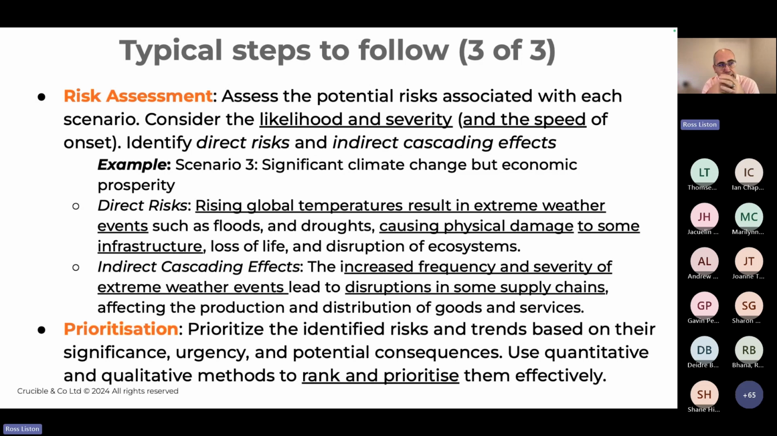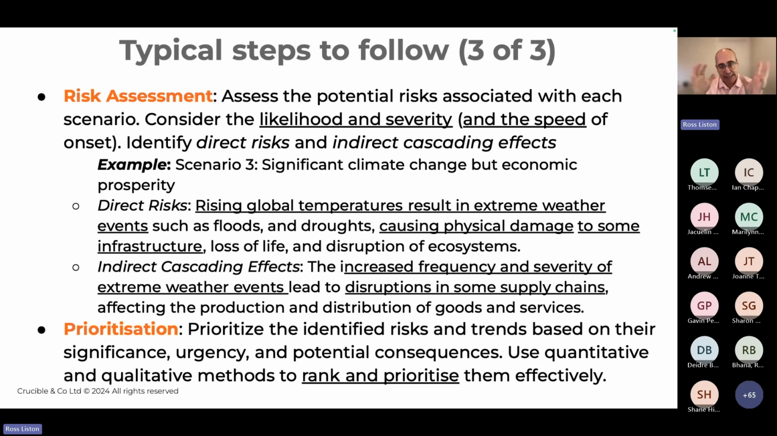So the example I've done, again, I've gone with the significant climate change, but the scenario 3 being, but we still have economic prosperity. What that means is we have the ability to respond to the climate change. The technology and the economic situation is such that we can try and develop technologies, we can try and build adaptation measures to tackle it. So the direct risk we'd be trying to tackle is this rising global temperature will result in extreme weather. It can cause physical damage to assets and property and infrastructure, and it can be very disrupting.